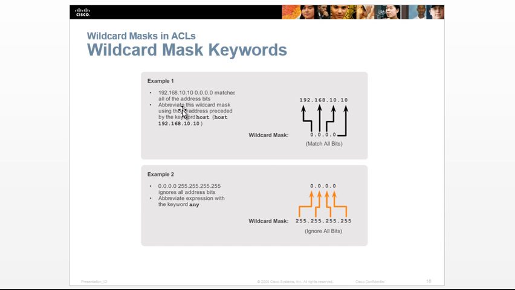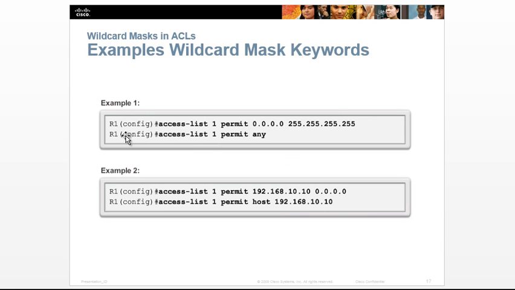So here we've just got two more examples. If it is 192.168.10.10 with 0.0.0.0, that matches all of the IP address bits, so we can abbreviate the wildcard mask. And in our other example, we can put the word any instead of the wildcard mask because everything is going to match. Here they're just showing again using the permit any line instead.